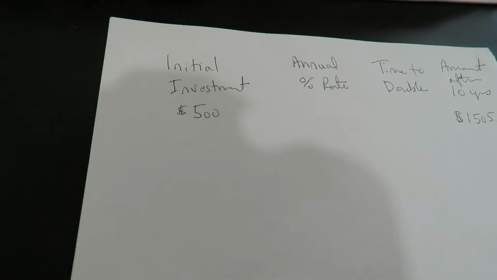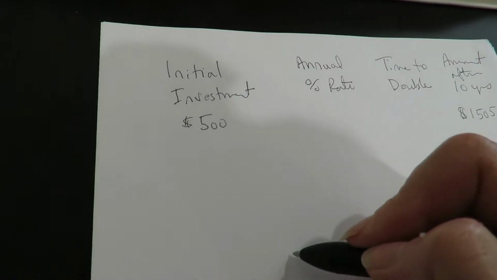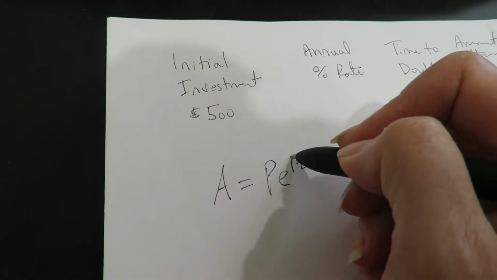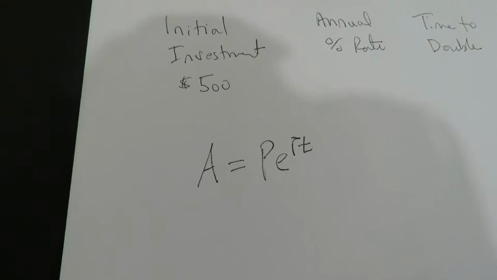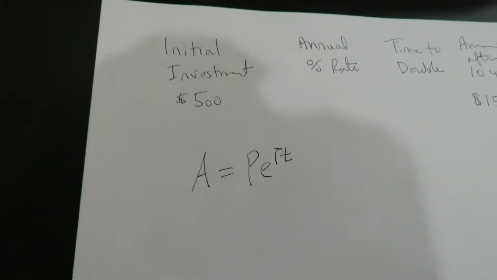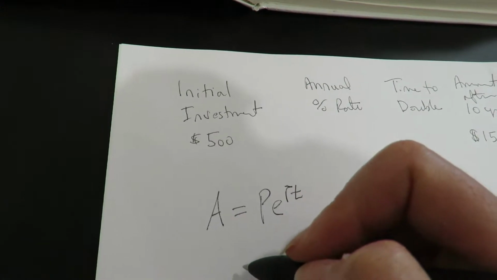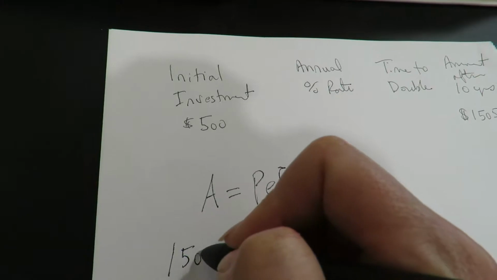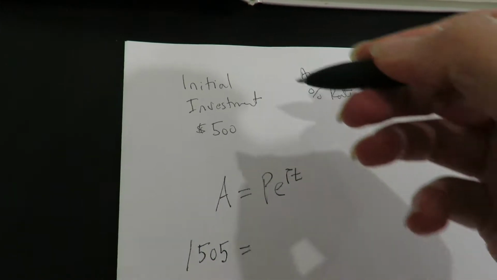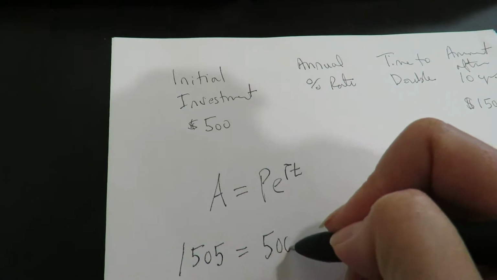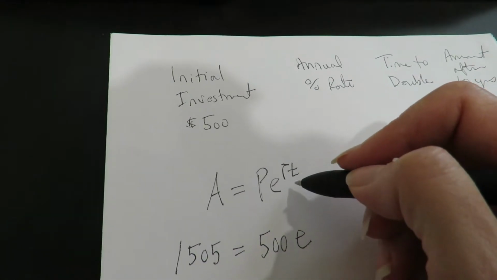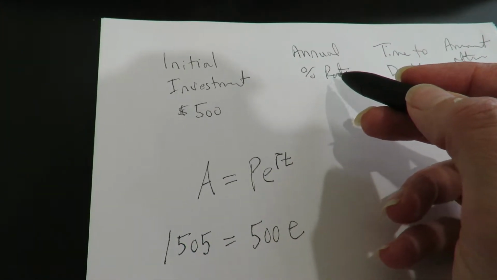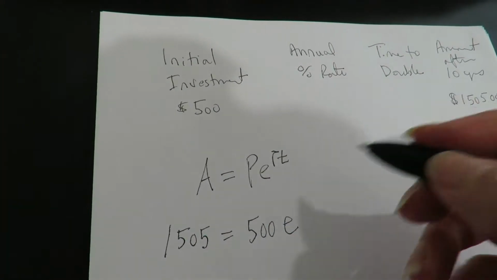All right, let me write the formula down again, and I'm going to write it in terms of money. So that's A equals Pe^(rt). Okay, so if I just put in what we have so far, we have the A, 1505. We have the P, 500. R is not known. That's the annual percent rate. Time for this amount is 10 years.